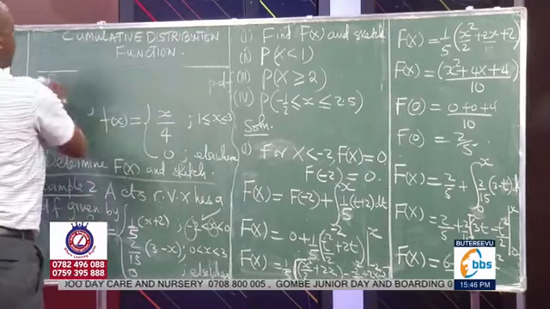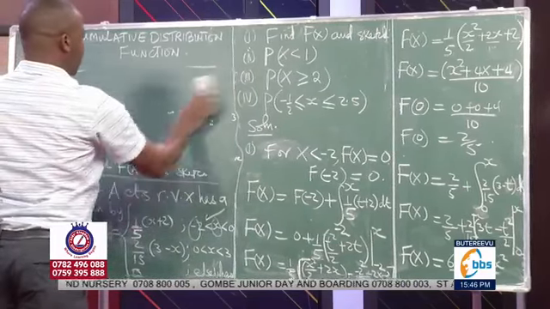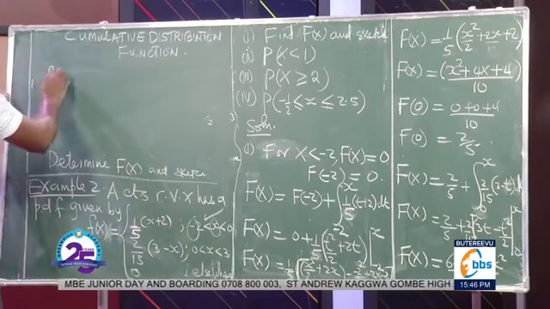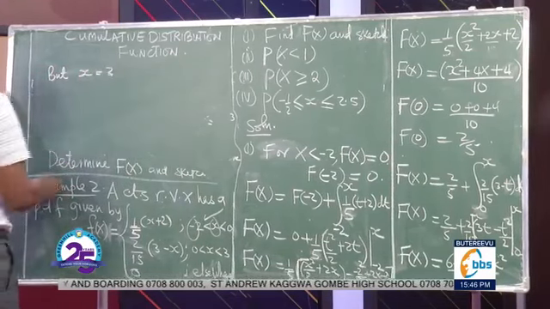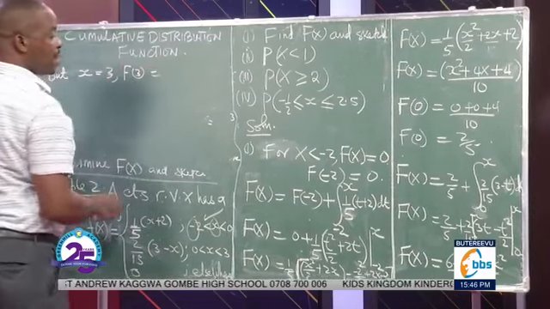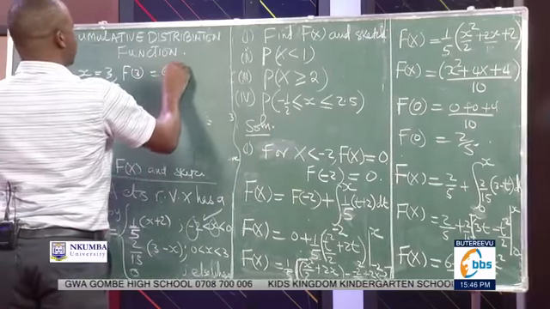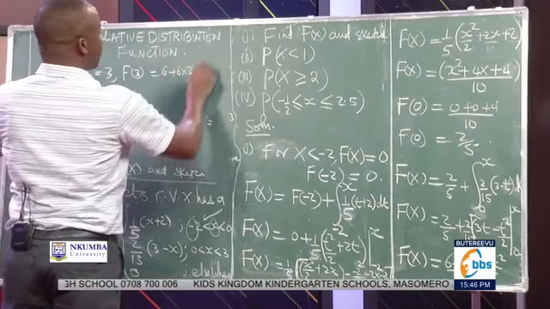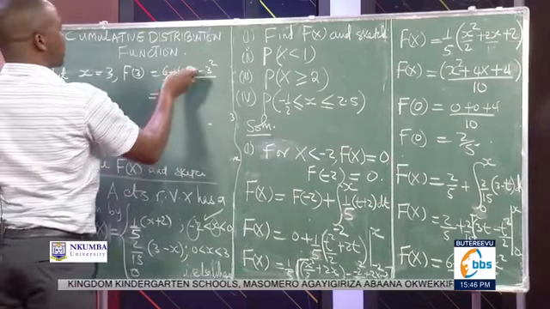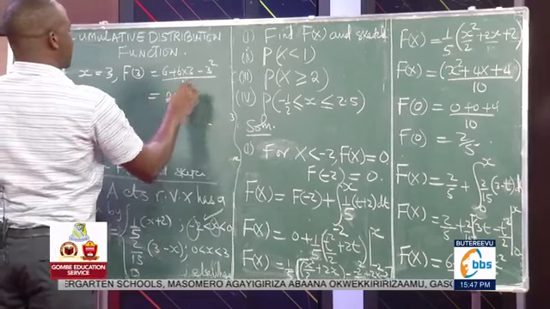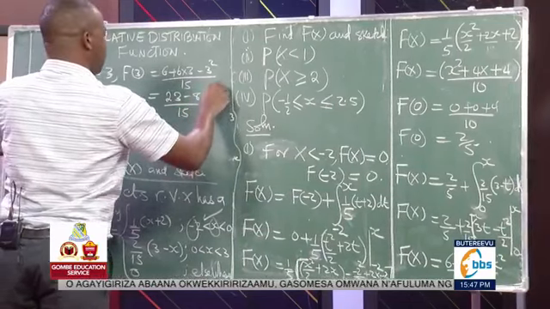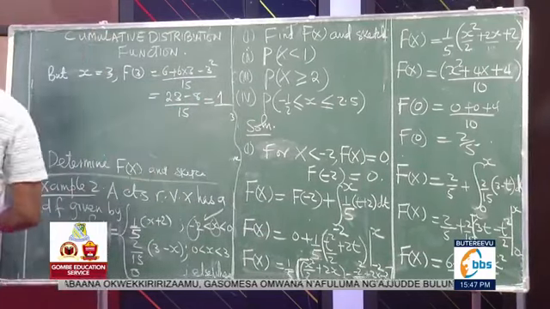Now to check whether that is the final expression, we put in our final limit. If x is 3, then f of 3 should give us 6 plus 6 times 3 minus 3 squared over 15. And when we compute this, this is 18, 23 minus 8 out of 15. Ideally it should give you 1 if the expression you get is correct.